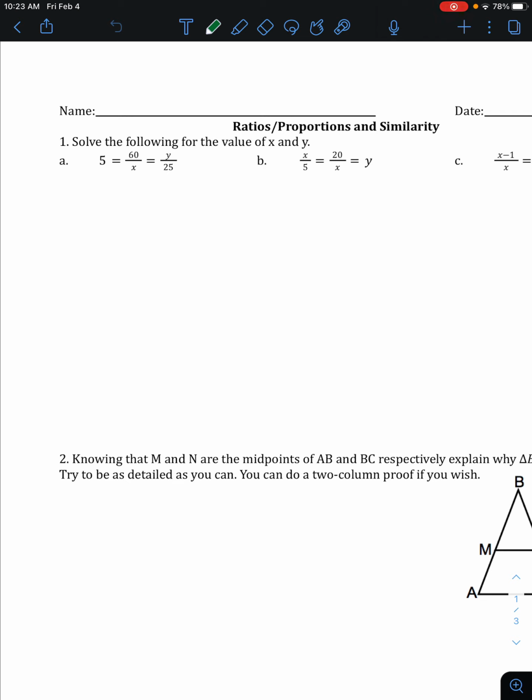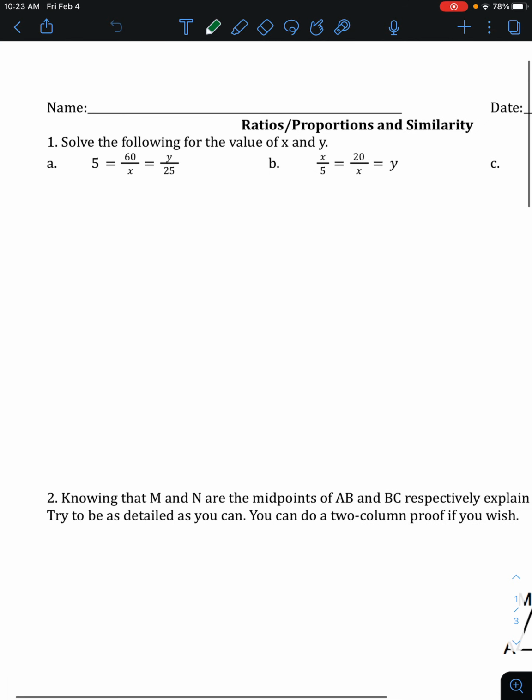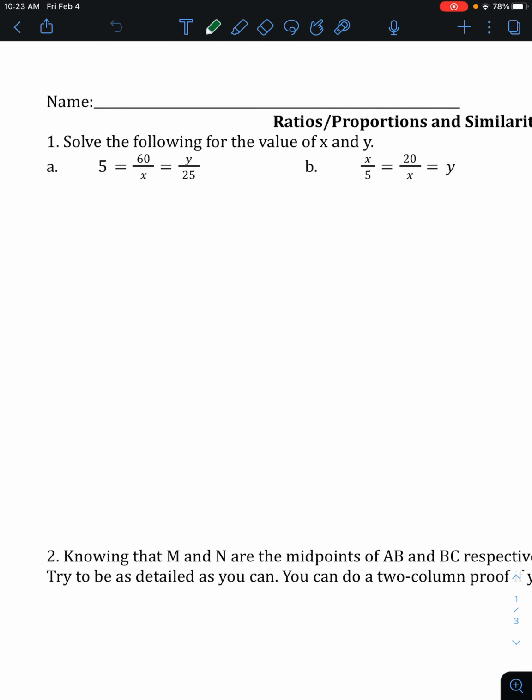I'm going to show you how to work through the quiz review for the similarity quiz. So the first set of problems are all about proportions and solving for an unknown value. We can see here that we have 5 is equal to 60 over x equals y over 25. So we actually have 3 proportions, but in solving these, we want to isolate 2 at a time.